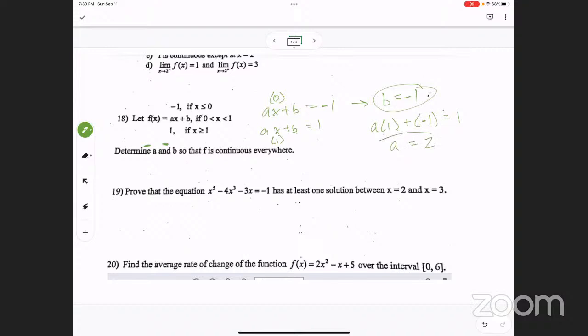Yeah, I think that's what I got when I did it. I just wanted to make sure I was doing it correctly. So 2, and now let's check. 2x.